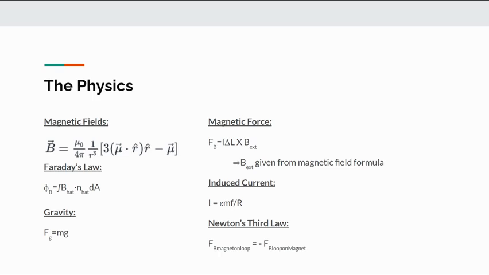Of course, gravity, the magnetic force in the top right, I delta L cross B external, and induced current in Newton's third law. Those are also present.